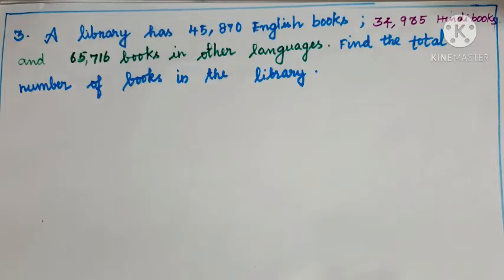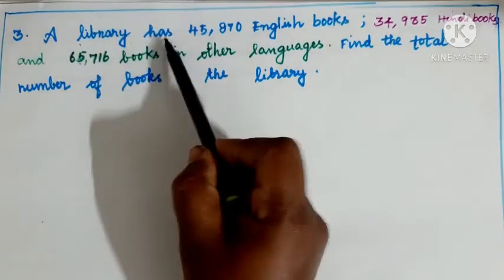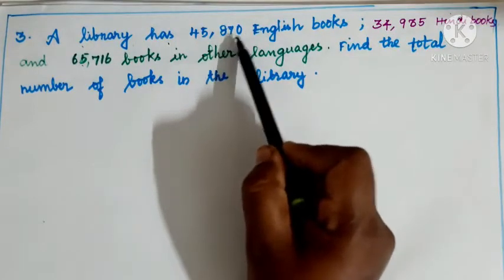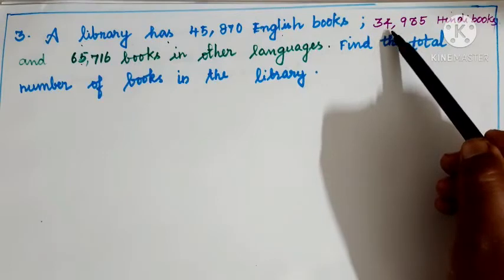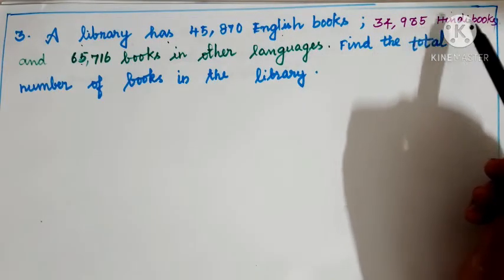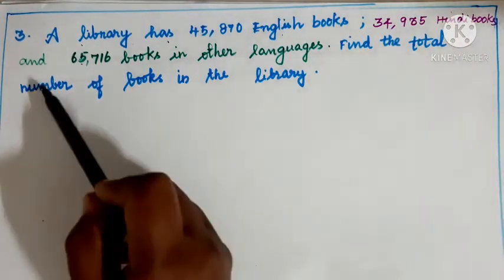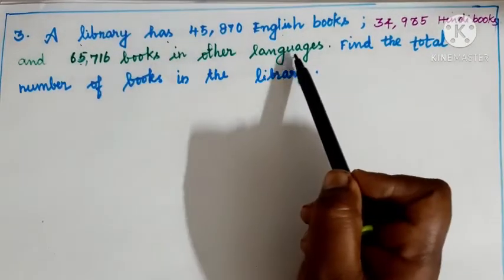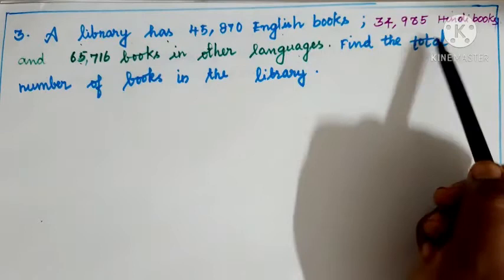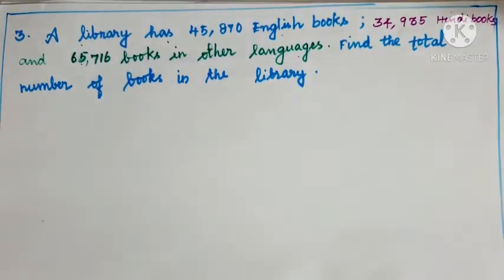Now we are going to see the number stories. Here, a library has 45,870 English books. Next, 34,935 Hindi books and 65,716 books in other languages. Find the total number of books in the library.